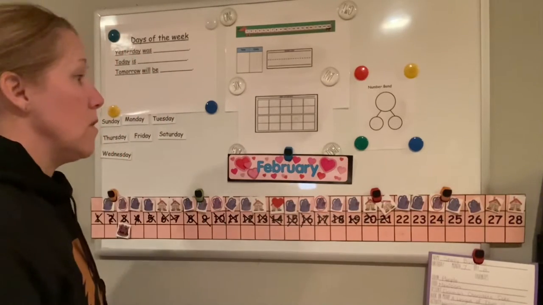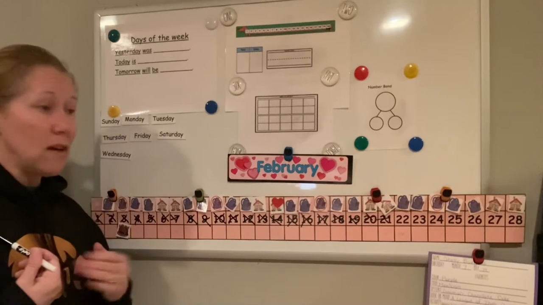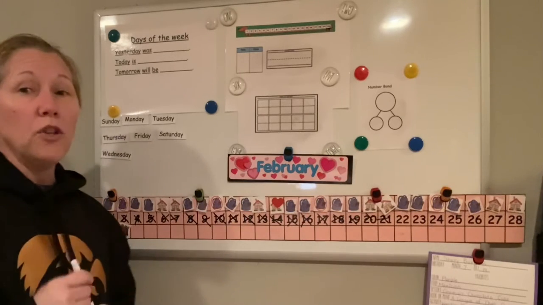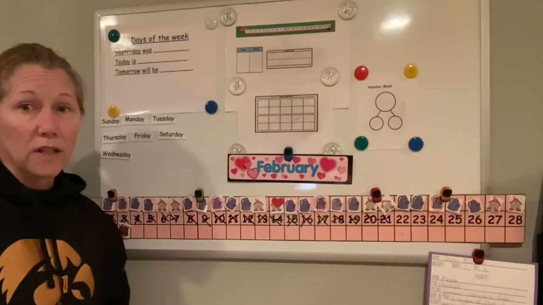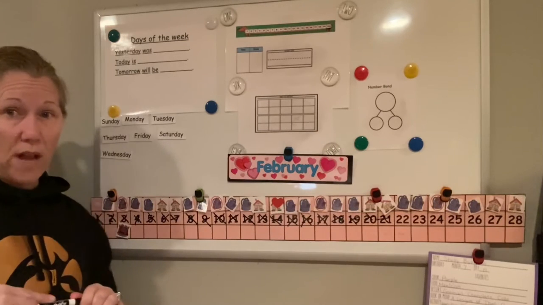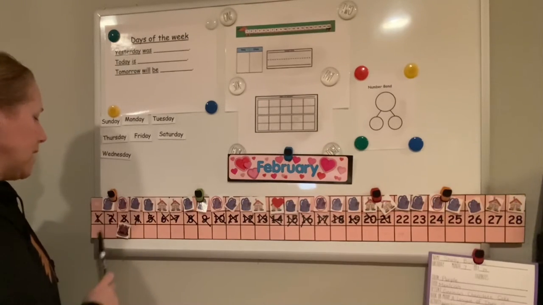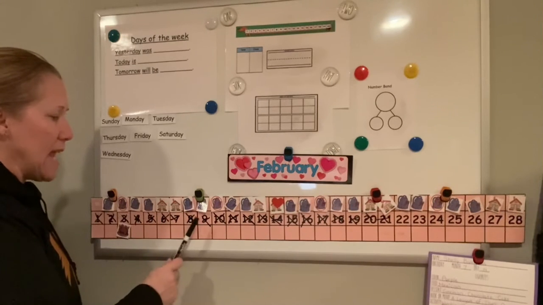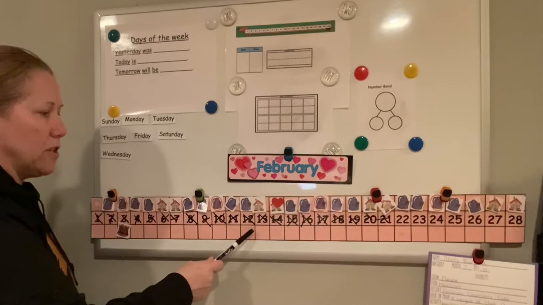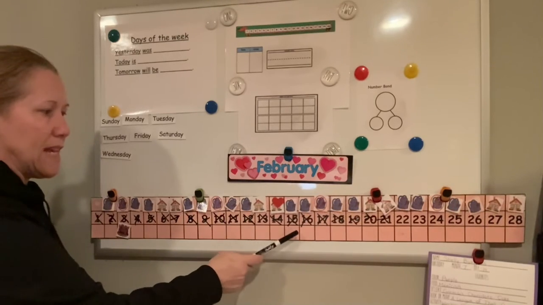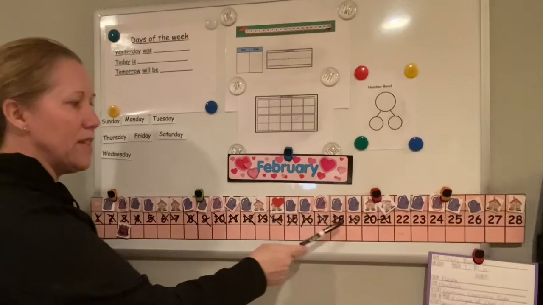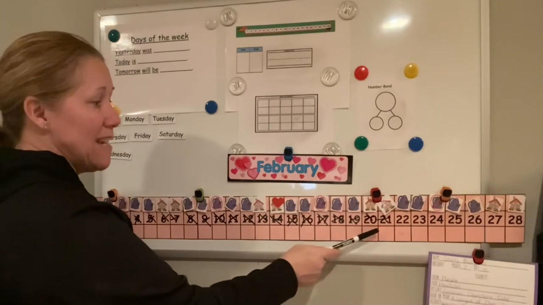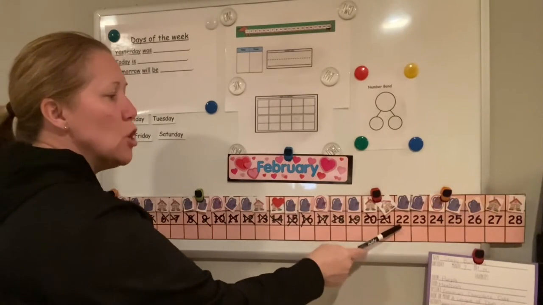All right, now I'm going to point and count on my calendar to 22. You point and count on your calendar to 22, okay? Here we go. 1, 2, 3, 4, 5, 6, 7, 8, 9, 10, 11, 12, 13, 14, 15, 16, 17, 18, 19, 20, 21, 22.